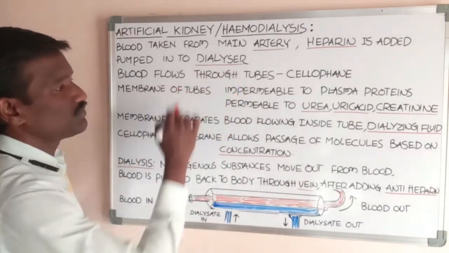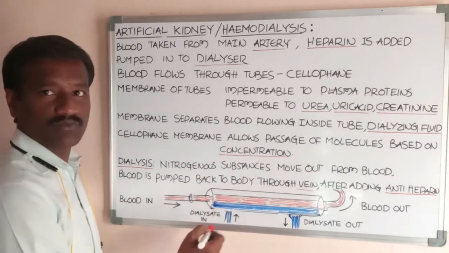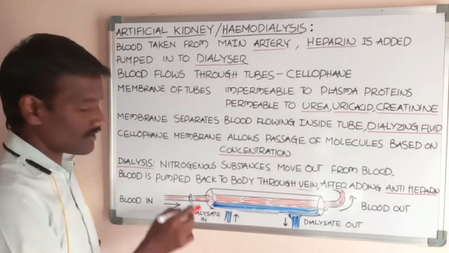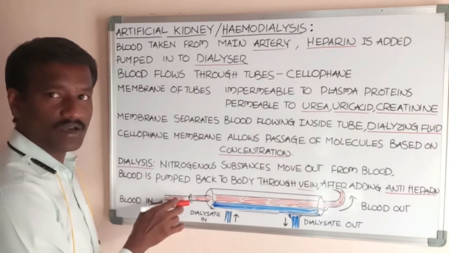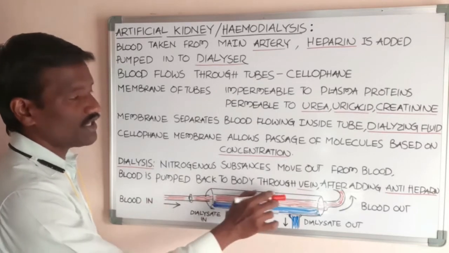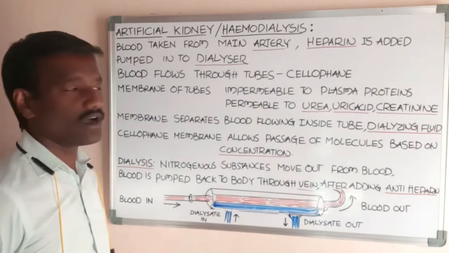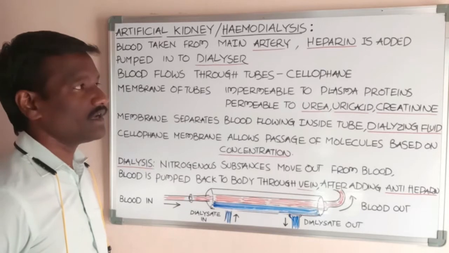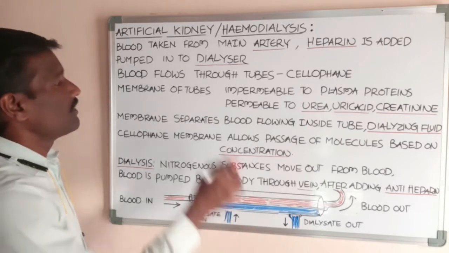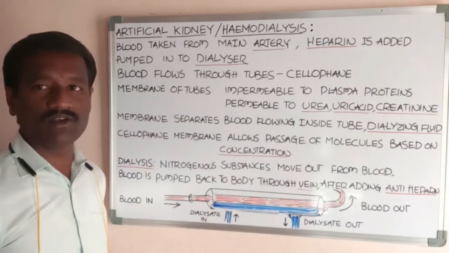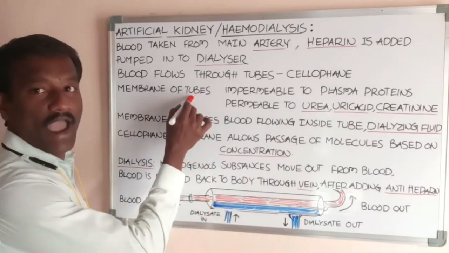Blood flows through the tubes present in the dialyzer. The blood is taken from the main artery, and after adding the heparin, the blood flows through the tubes of the dialyzer. These tubes are made with cellophane. This is cellophane, chemically made with cellulose. These tubes of the dialyzer have membranes.